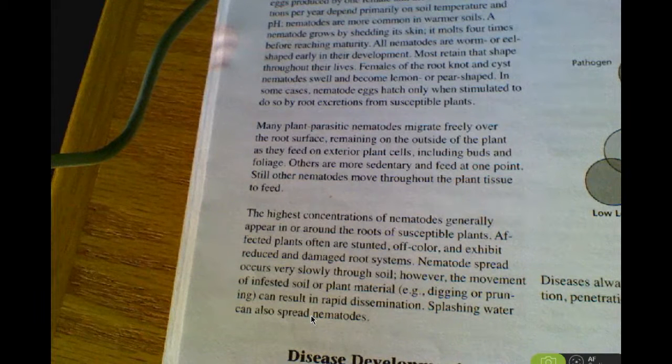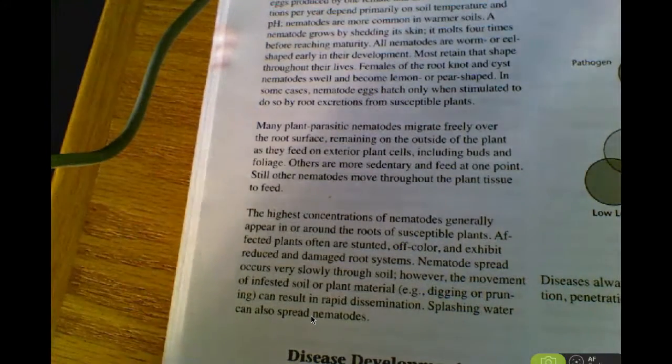If you see plants that are stunted, off color, or might have a damaged root system, then you might want to check for nematodes, because it spreads very slowly. The movement of infested soil or plant material is going to, if we move them around, disseminate the nematodes much more quickly, and also splashing of water. There are also beneficial nematodes as well, which we've used to take out other larvae and things like that.